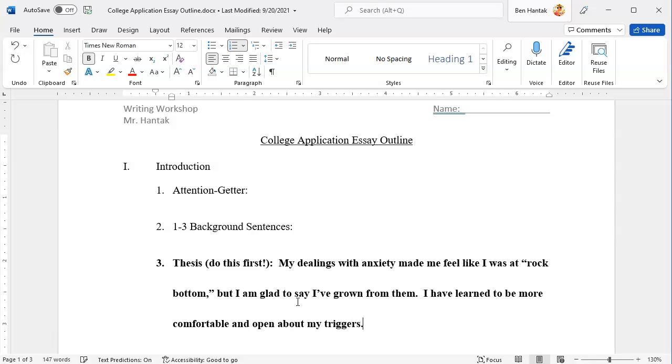Sure. Period. One thing I like to do whenever I write something important, especially thesis statements, is read it back to make sure that it makes sense with our prompt. My dealings with anxiety have made me feel like I was at rock bottom, but I'm glad to say I've grown from them. I've learned to be more comfortable and open about my triggers.